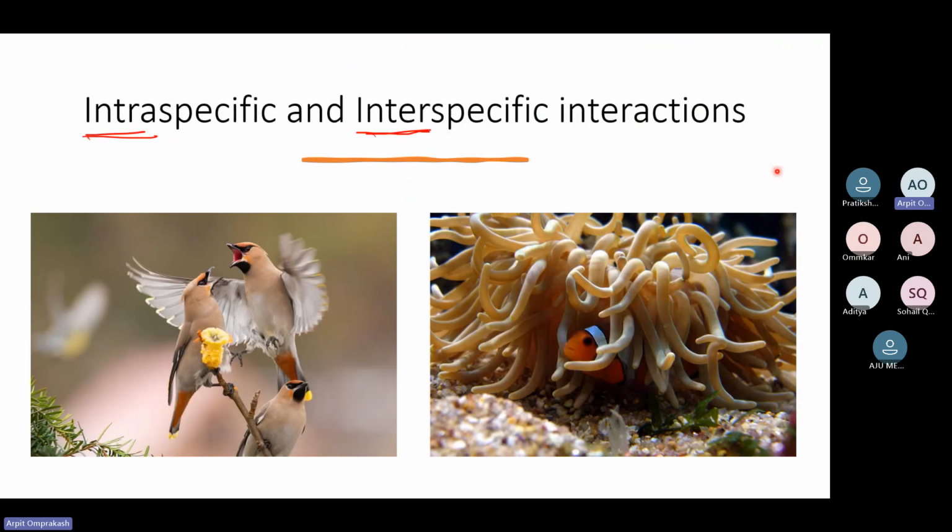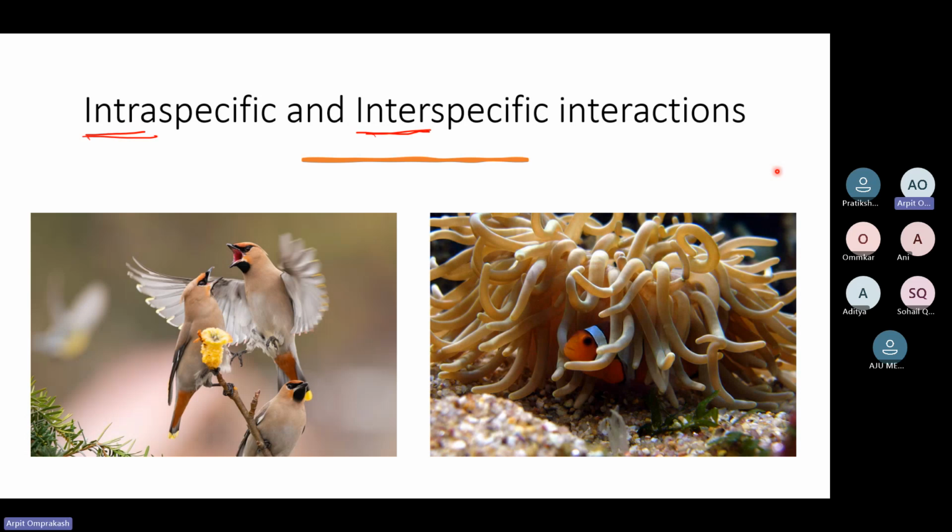There can be interspecific or intraspecific interactions. Intraspecific interactions are interactions within a given species. So, for example, these birds probably fighting or singing, right?